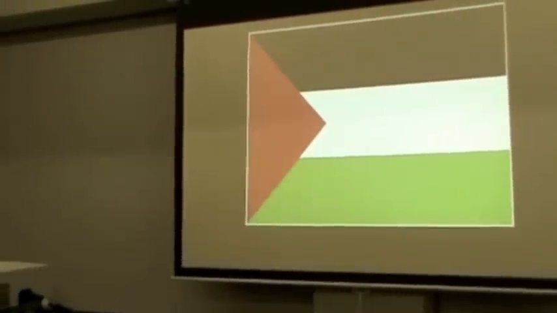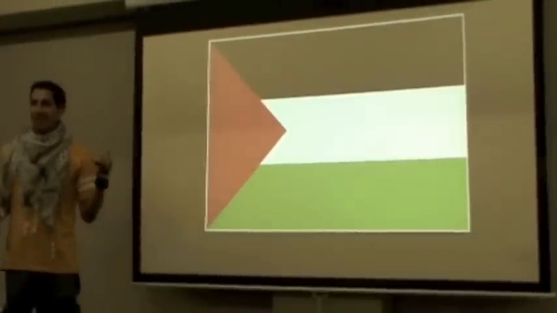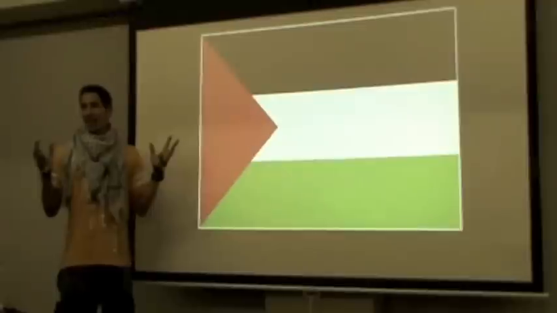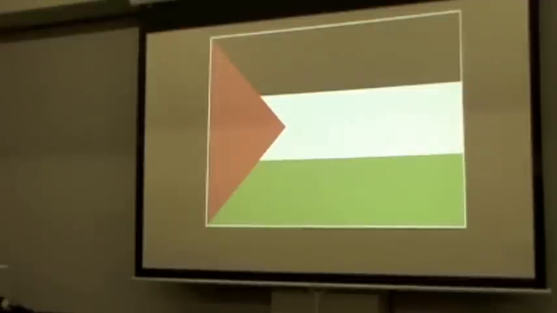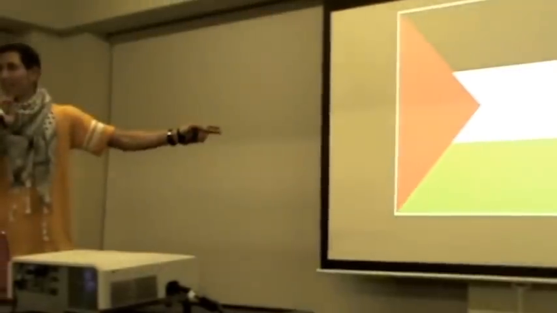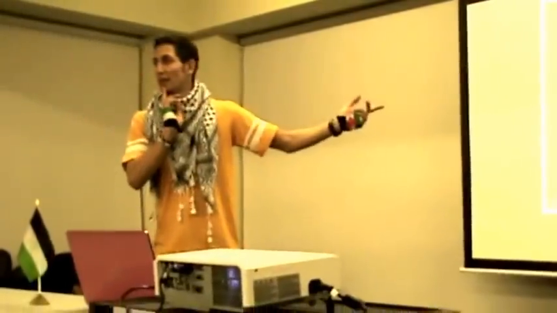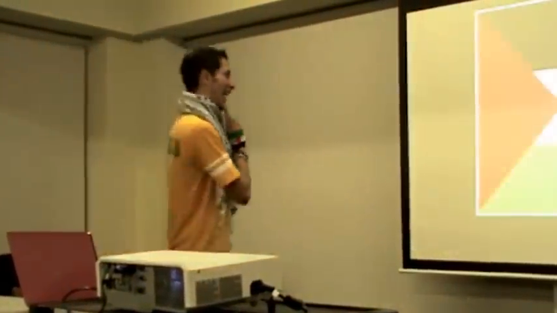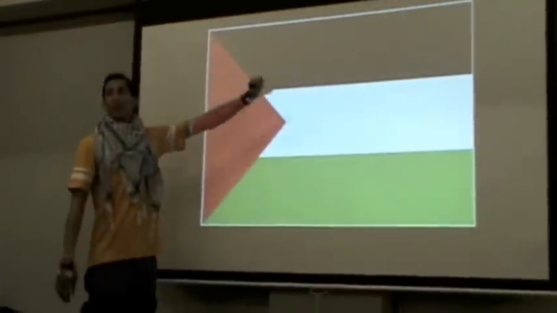So, did you figure out the meaning of the colors? I tried for the red. What does it imply to you? Blood, struggle. Okay. What about the green one? Land. Okay. What about the white one? Peace. Yeah, you got this one.